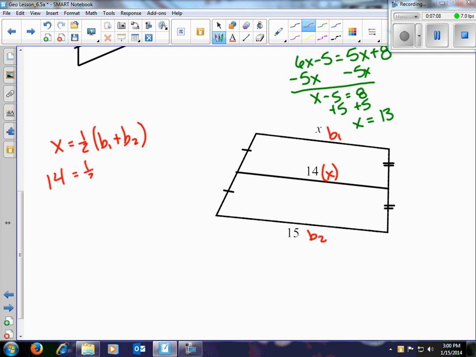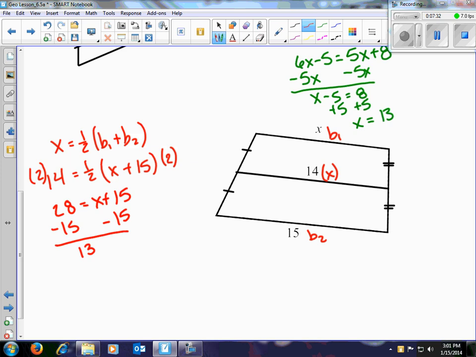14 equals 1/2 times x plus 15. Now if I multiply this whole side by 2, then I get rid of this 1/2. So I'm going to multiply both sides by 2. So then I have 28 is equal to x plus 15. Then I'm going to minus 15 on both sides. So I get 13 is equal to x. Now that means that this value up here is 13.